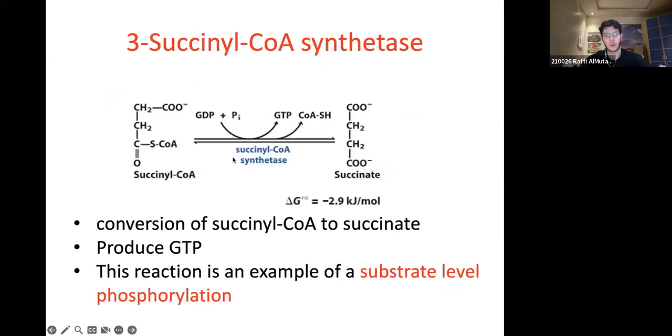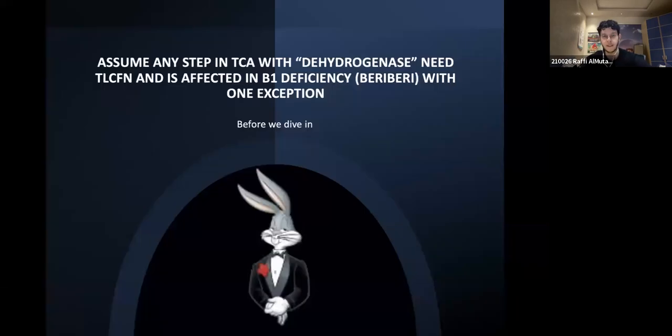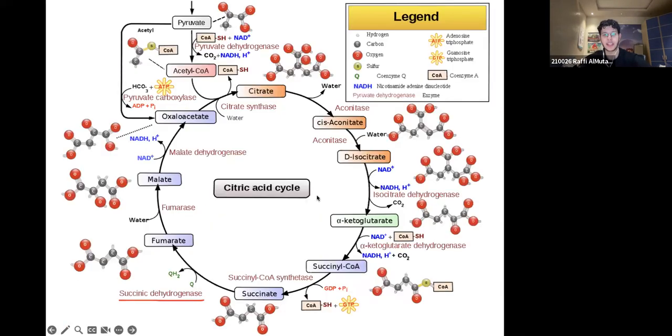Okay, we kind of went through the whole TCA cycle on this slide right here. We discussed the whole book, so we just discussed a little bit more specifics. Just to recap, isocitrate dehydrogenase is regulated, slow, the rate limiting step. The dehydrogenases are affected by the coenzymes. There's one you need to remember, alpha-ketoglutarate dehydrogenase, and it can be affected in thiamine deficiency. Thiamine deficiency is called beriberi, affected in alcoholics.